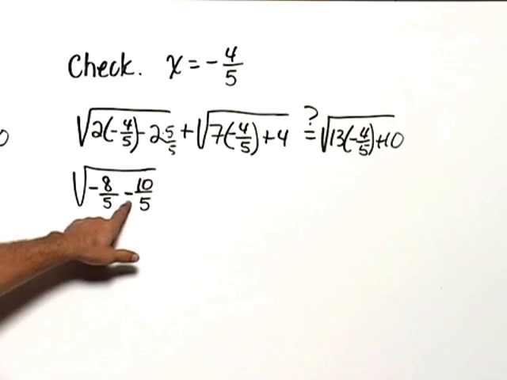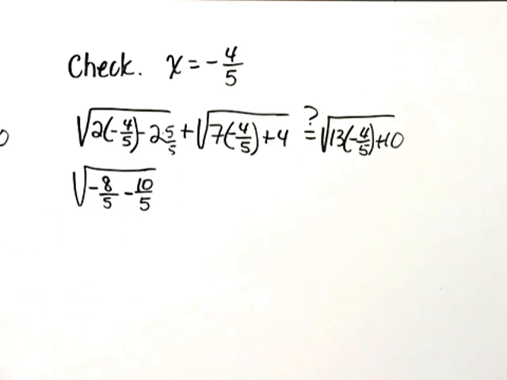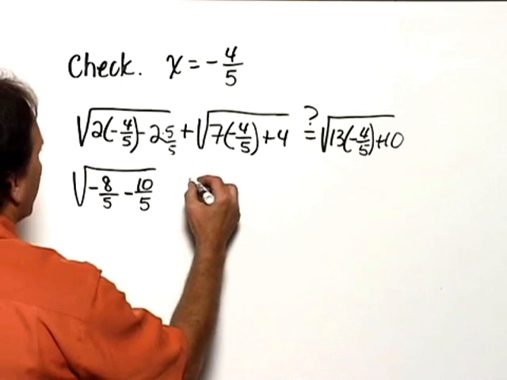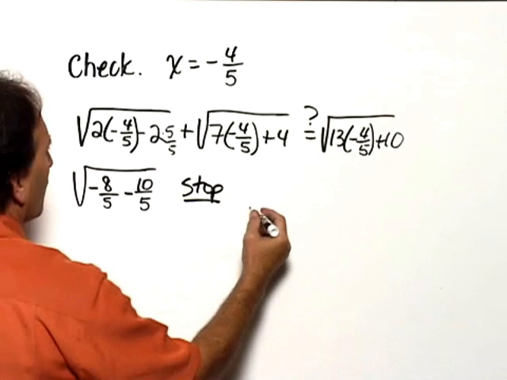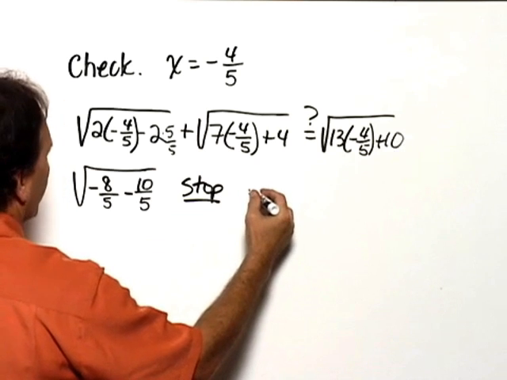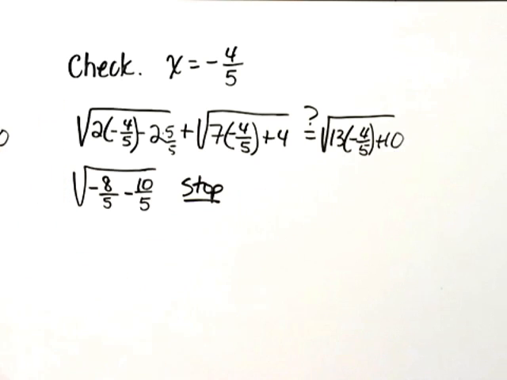But now let's wait a moment. When we combine these, we're going to have a negative 18/5. And that's the square root of a negative number, which of course does not give us a real solution. We can't take the square root of that to get a real number. And therefore, we're going to stop here because of that. And we know that x equals negative 4/5 is not going to be a solution. But we still need to check our other answer, x equals 3.